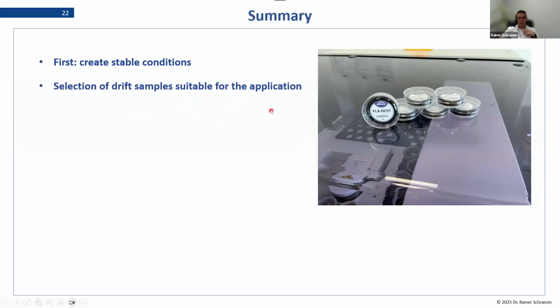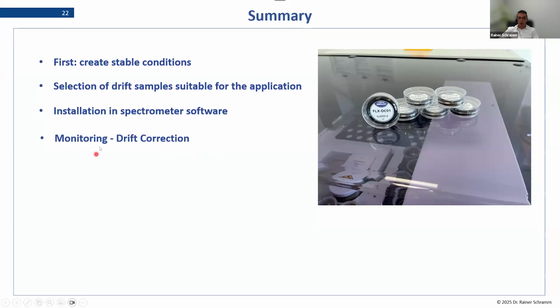Then, of course, you have to select your drift samples according to the applications and the measurement conditions you are using. This has to be installed in your spectrometer software, and it has to be installed at the same time you perform your calibrations so that you really freeze your calibration settings in the drift measurement. Then you have to monitor, and when your check samples are out of specs, then you do your drift correction.